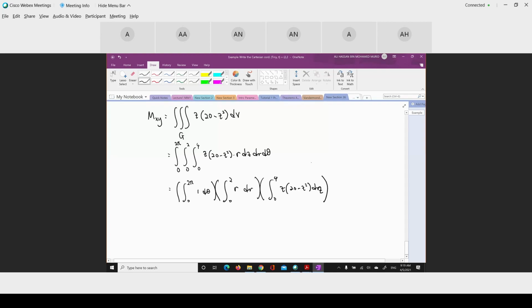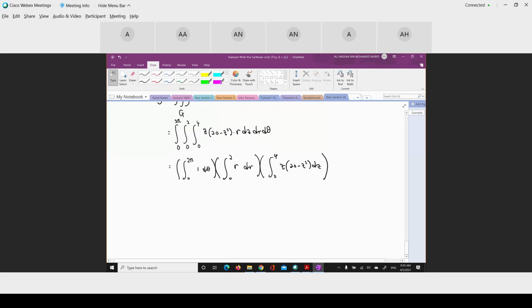Dz. Okay, that is dz. So it should be no problem for you to evaluate this integral. I leave it to you to show that it is equal to 704 pi over 3.